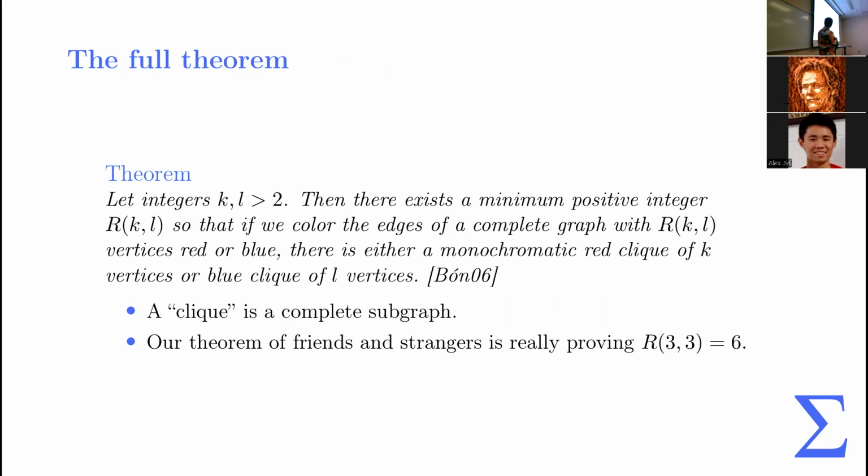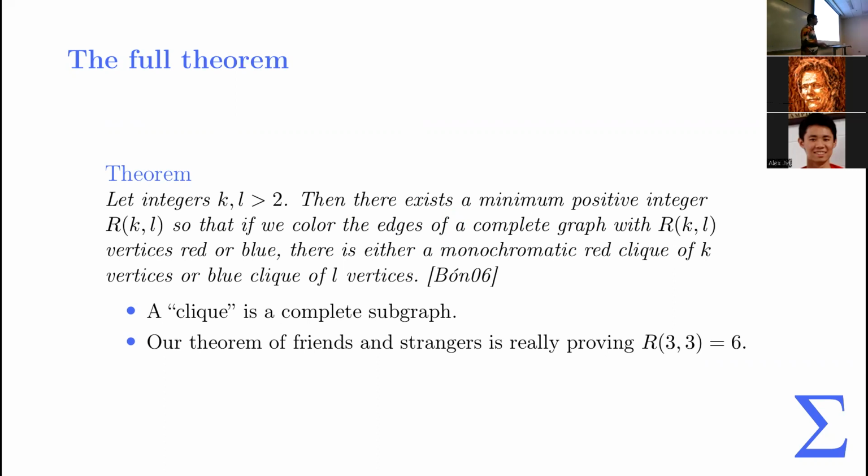Integers k, l greater than or equal to 2, that's really just a formality. So blah blah, there exists a minimum positive integer. That's our bound. We write it as R(k,l) because that's a bound that we're writing in terms of the numbers k and l, such that if we color the edges of a complete graph with that many vertices red or blue, we will find either what's called a red clique of k vertices or a blue clique of l vertices. Translate that, a clique is just a complete subgraph.